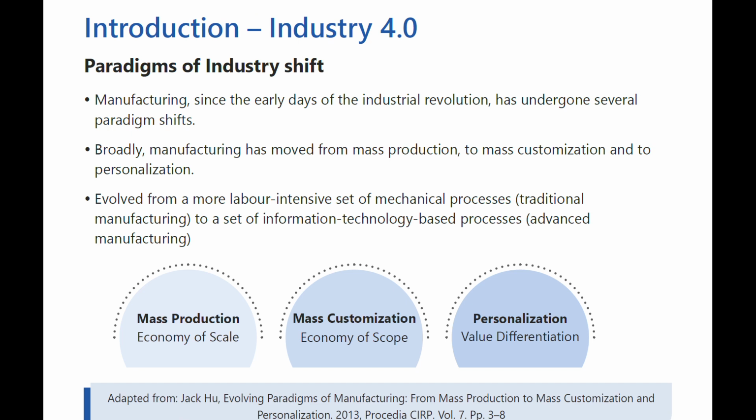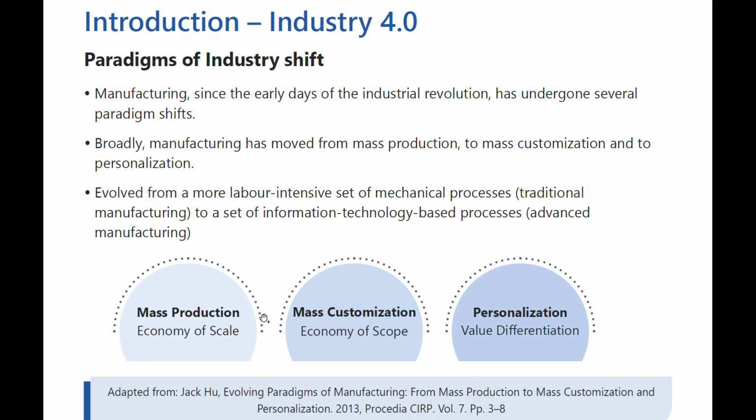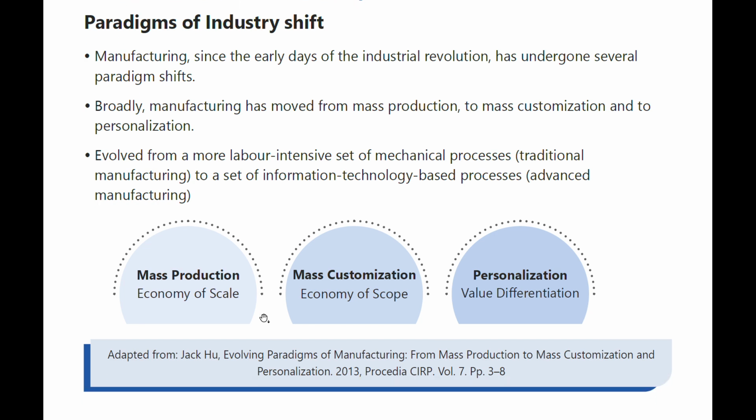So it involves a more labor-intensive set of mechanical processes in the traditional part, to a more information technology process, which is the advanced part of it. Mass production is in terms of economics of scale, mass customization is economics of scope, while personalization is value differentiation. So we need to improve our value in order to sell more and better.